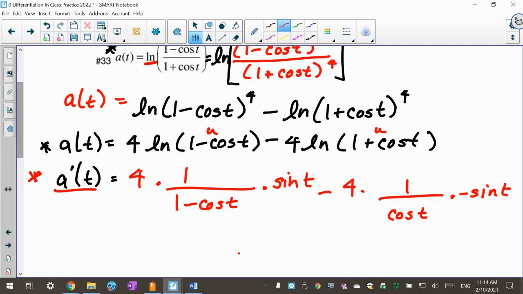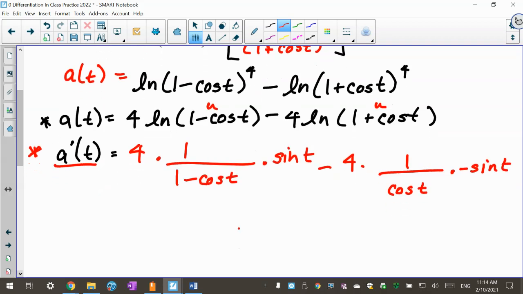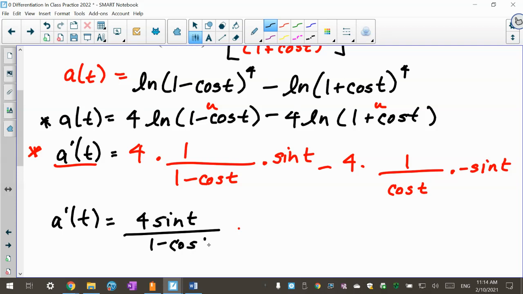I know a lot of you would combine that right off the bat, but I'm just taking my time to show you how to do the derivative. Now I've got a prime of t is going to be 4 sine of t in the numerator all over 1 minus cosine t. And this turns positive because I have a negative sign and a negative 4, so plus 4 sine t all over 1 plus cosine of t.